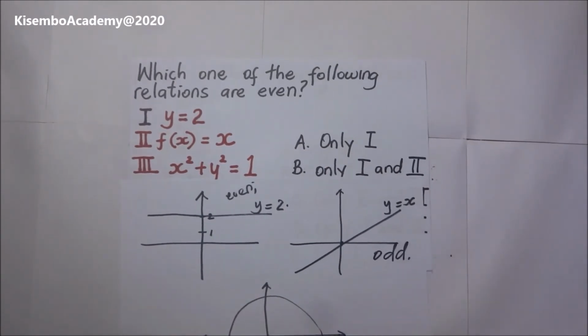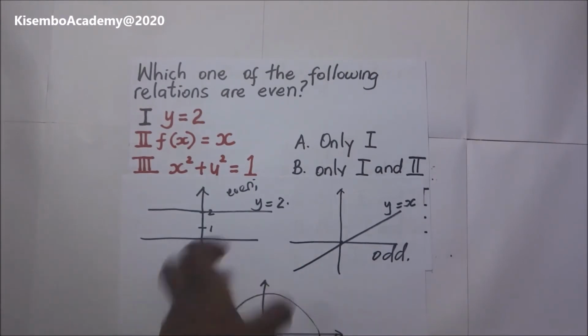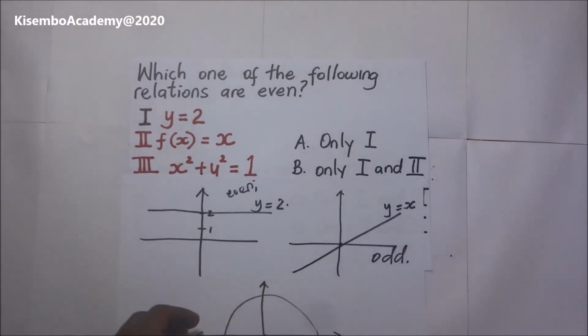Then if you look at this circle, first of all, it is symmetrical about the y-axis, mirrored this way. And also, if I rotate it about the origin by 180 degrees, you'd find that it will still look the same. So this function is both odd and even.